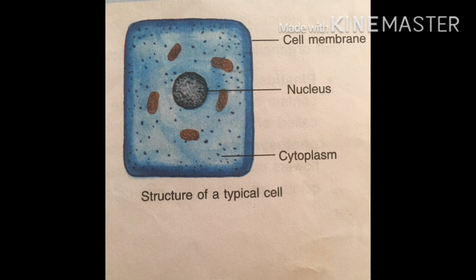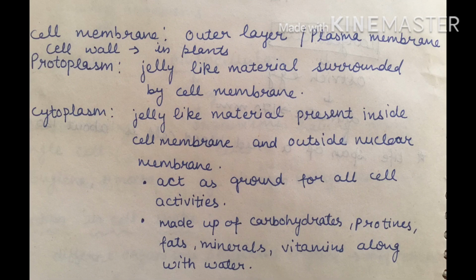Mostly in plant cells there is one more rigid outer wall present, and that is called the cell wall. But these cell walls are present in plant cells only, not in animal cells.